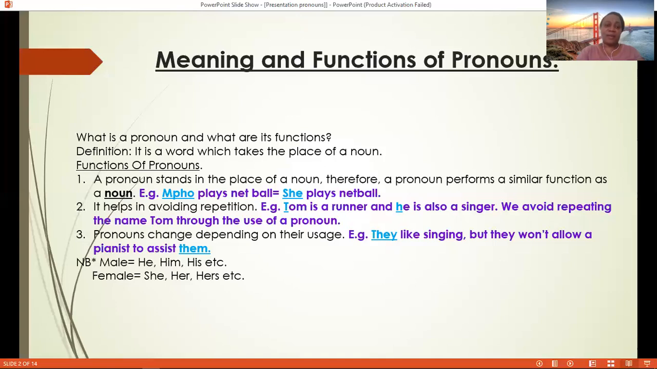pronouns will be determined by the gender. If we are referring to a male individual, then we use pronouns he, him, his, etc. When it's a female, we look at pronouns she, her, hers. Remember that, because half the time some of us confuse the pronouns. They are also determined by the gender we are referring to.